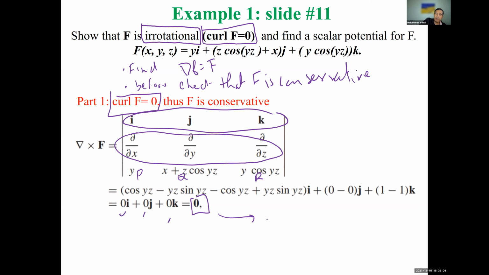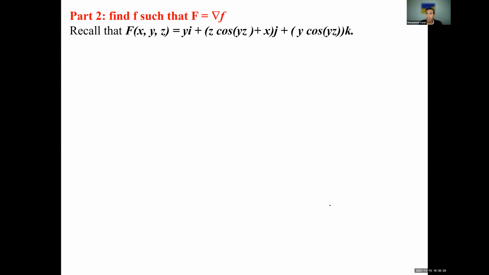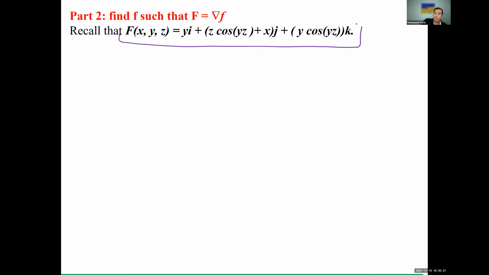So this implies we can find f now. Part two. This process is also computational, but requires multiple steps, and it's different for each case. We need to find f such that the vector field F equals the gradient of little f. So we're always going to write what F is, just to remind you, and we're going to write the meaning of the gradient.